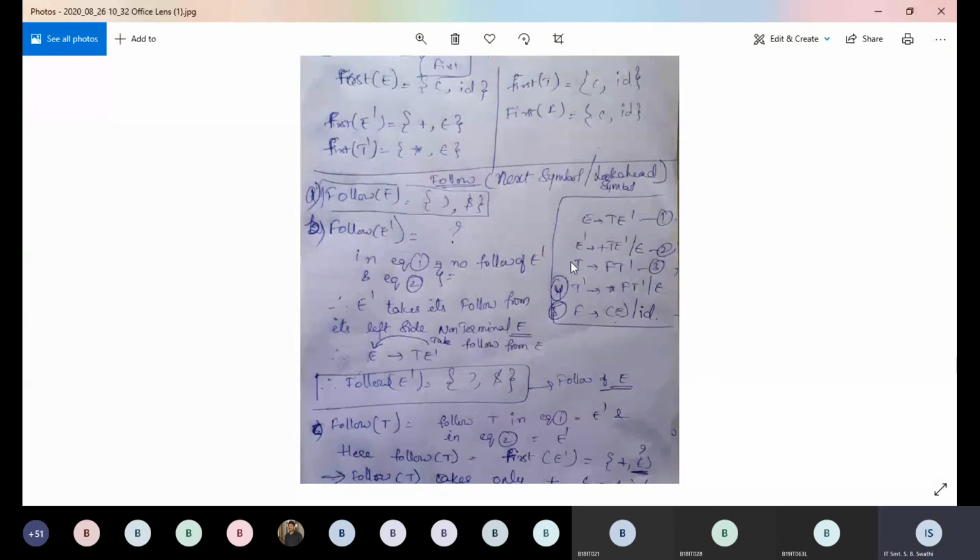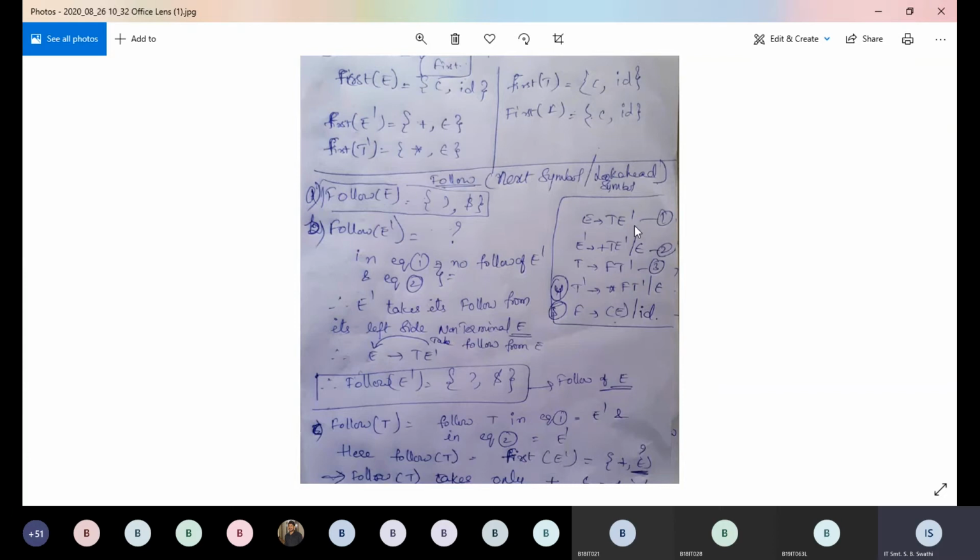Then the second one, go for the second production. E dash is there. Now compute follow of E dash. For this you have to check the right side of the productions. Which equations are containing E dash here? Equation 1 is having E dash. Equation 2 is also having E dash. Now if you consider E dash, after E dash there is no follow. Is this clear? In the first equation as well as in the second equation there is no symbol after E dash. So there is no follow.